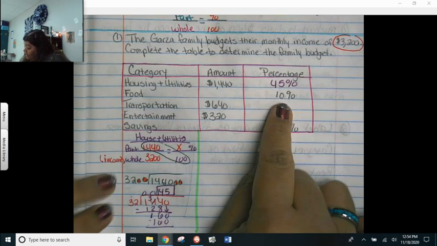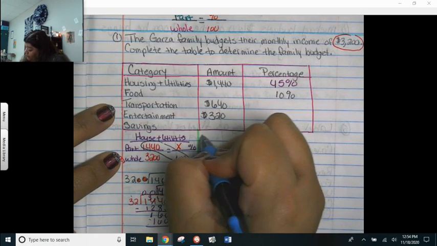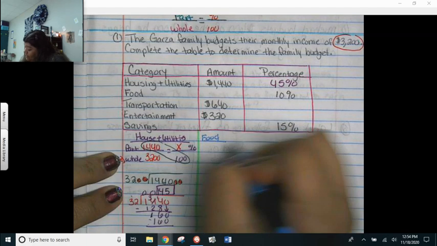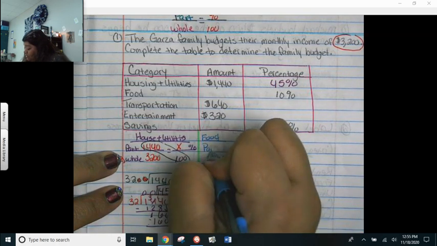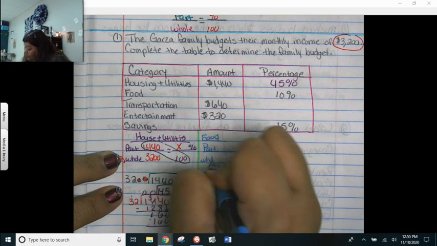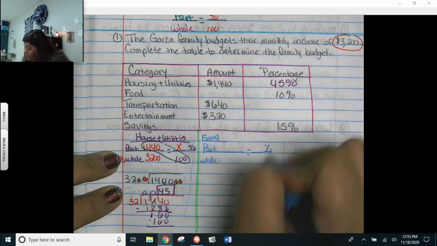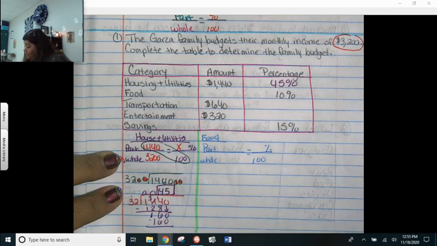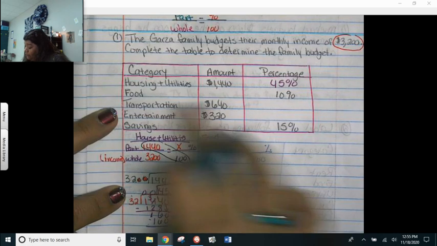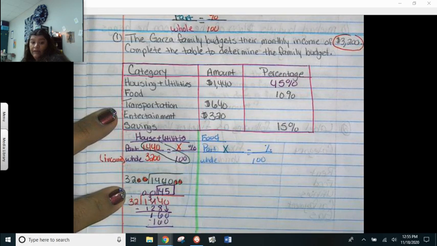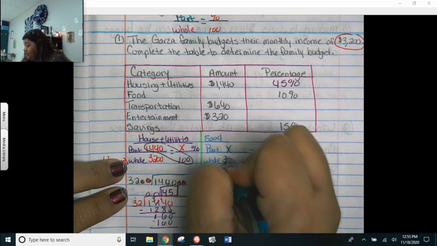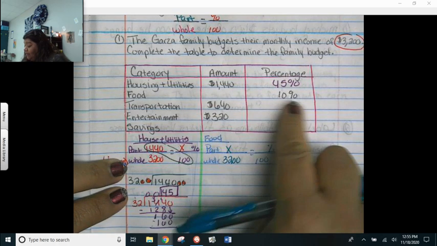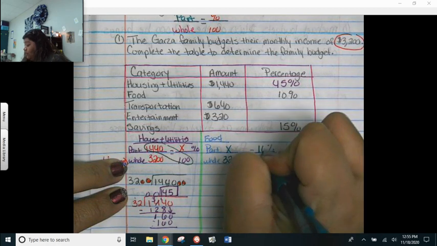Now let's take a look at the food. Now they want us to do food. Same setup because I see a percent. So if they give you a percent, we can still use the percent proportion. So part to whole equals percent over 100. Let's take a look. The part is going to be how much is the food? We don't know. That's our variable. Whole amount is the same thing, 3,200 is my budget. And the percent they do give me, it's 10%. So that's going to go right here.